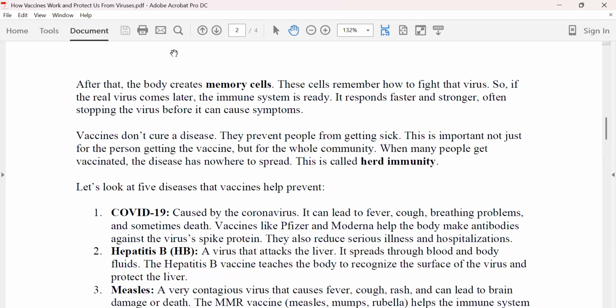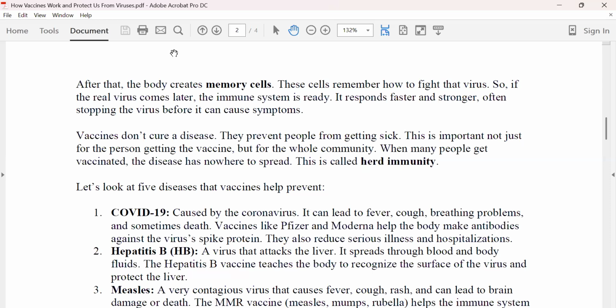Vaccines don't cure a disease. They prevent people from getting sick. This is important not just for the person getting the vaccine, but for the whole community.